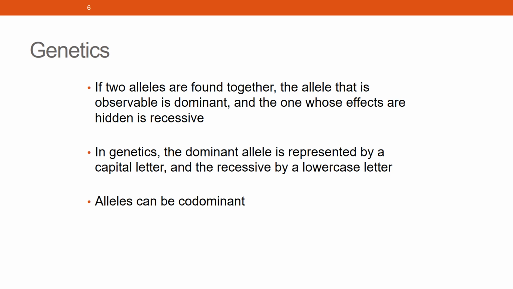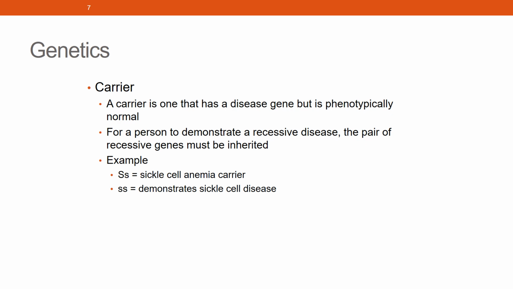And alleles can appear together and be codominant. And that can be a case of codominant alleles. When the individual has a gene that is not expressed and which is recessive, that individual can be called a carrier. When a recessive disease is presented and the patient demonstrates the recessive disease, both genes in a pair should be recessive.